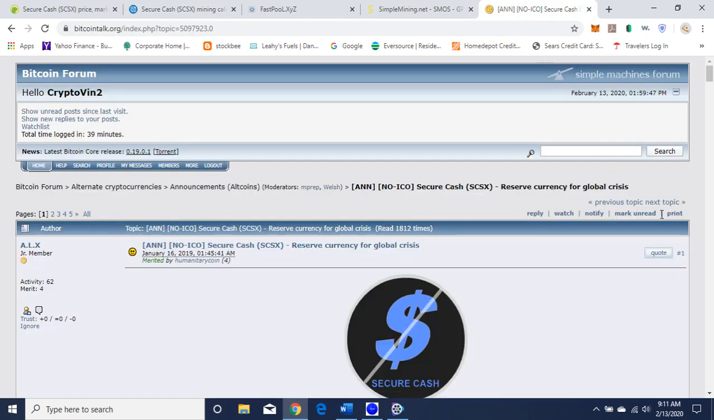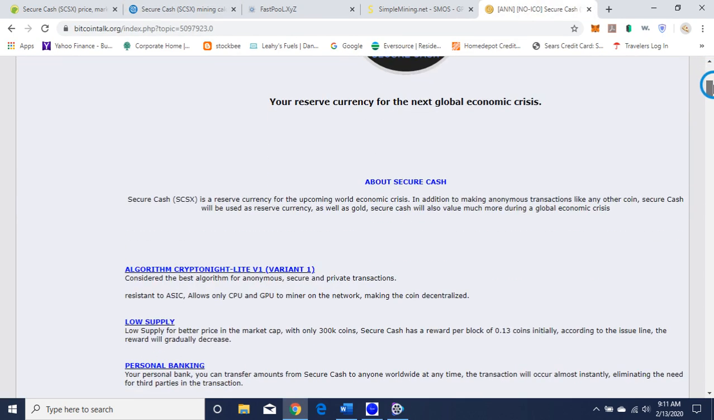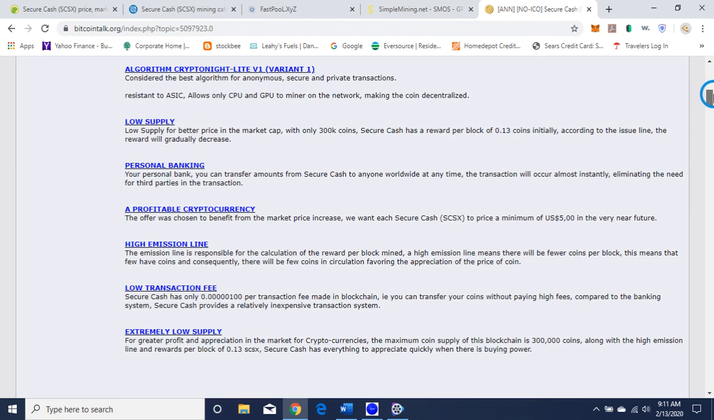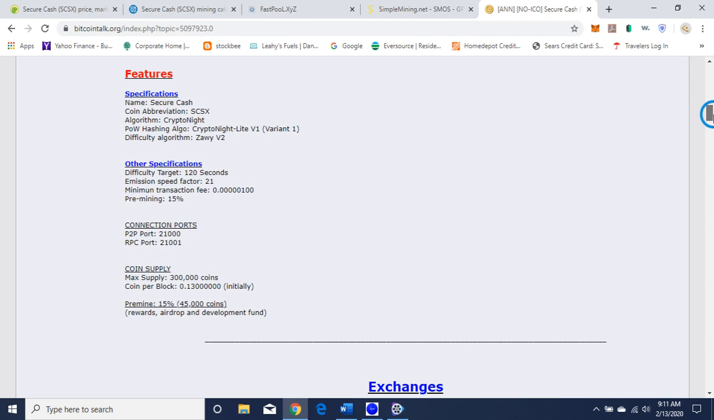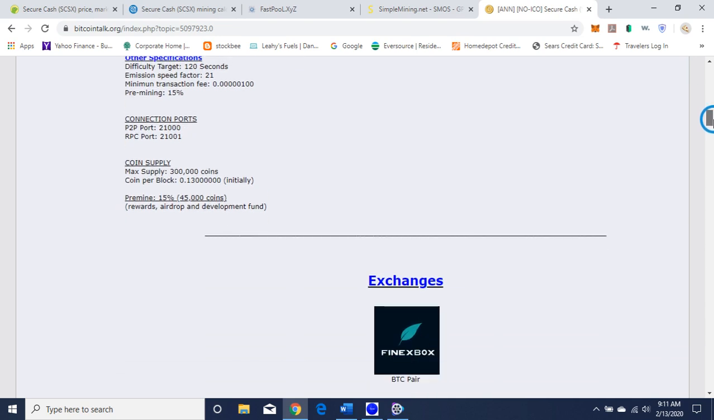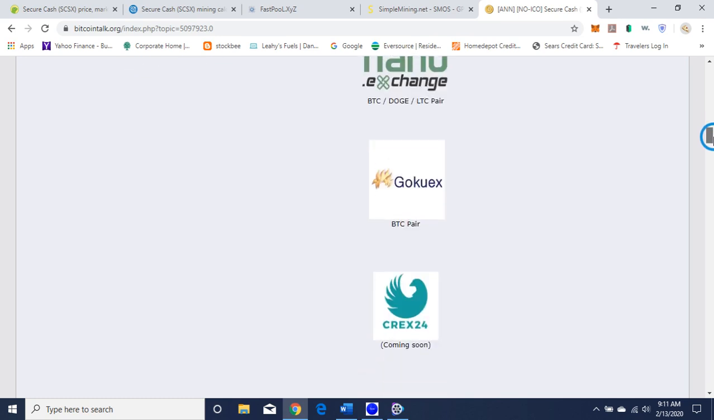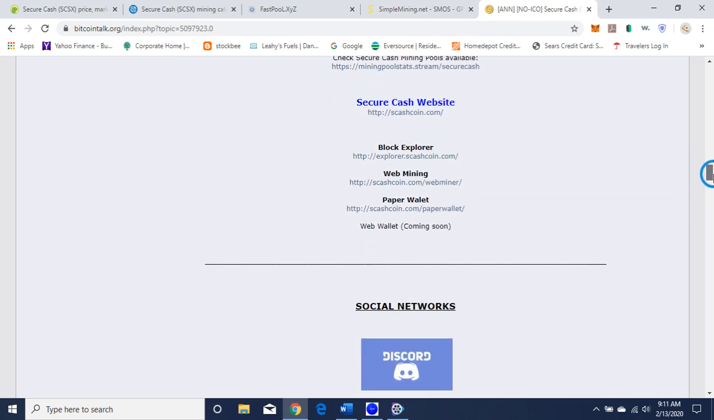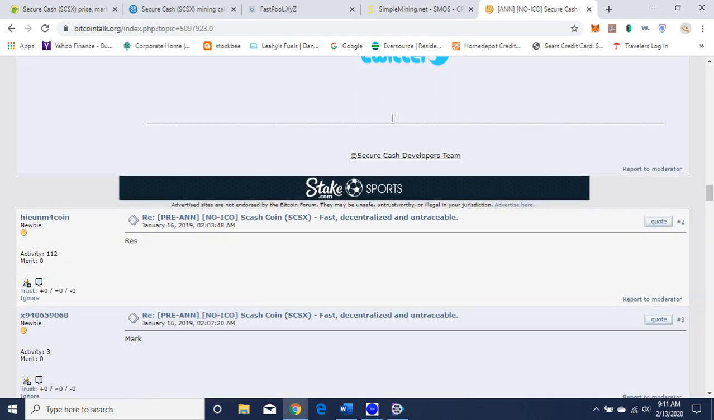Before I do that, let's drop over to the Bitcointalk. Here's Secure Cash. Algorithm is Cryptonight-Lite, considered the best algorithm for anonymous, secure, and private transactions. Resistant to ASICs, allows only CPU and GPU to mine the network, making the coin decentralized. As GPU miners, we love to see that. Low supply, 300K. Low transaction fee. Extremely low supply. Specification again. Pre-mine 15% again. So it kind of reiterates the website. All right, let's go on to mining.